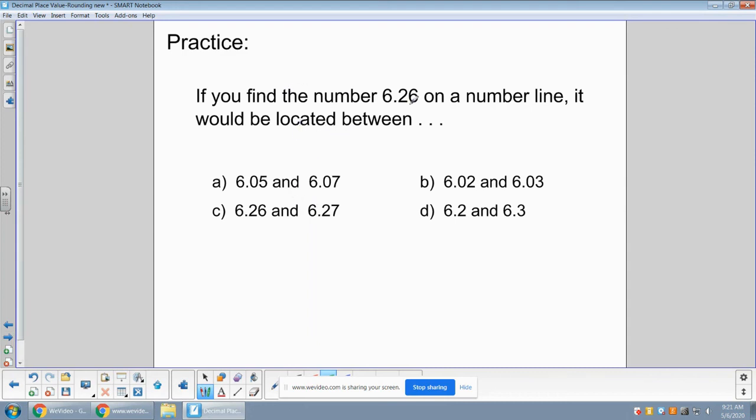If you were to find the number 6.26 on a number line, it would be located between which two numbers? Well, we notice right now that it can't be A because these two numbers are both less than 6.26. Same with B, they're both less than 6.26. This one is getting closer, but we want a number that it's in between, and this number happens to be right on 6.26. So that can't be in between those two. And this last one, sure enough, 6.26 is between 6.2 and 6.3.